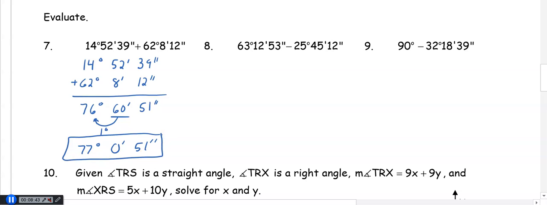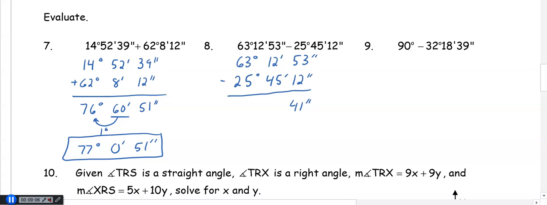In number 8, now we're subtracting. So we're still going to rewrite this: 63 degrees, 12 minutes, and 53 seconds minus 25 degrees, 45 minutes, and 12 seconds. So as I'm subtracting, I can do 53 minus 12, and I get 41 seconds. When I get to the minutes, I have 12 minutes and 45 minutes. 12 minus 45 is going to give me a negative number, and I don't want a negative number.